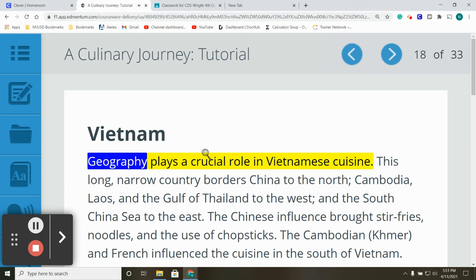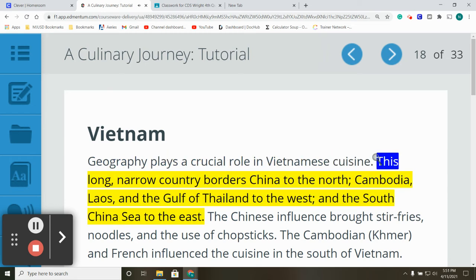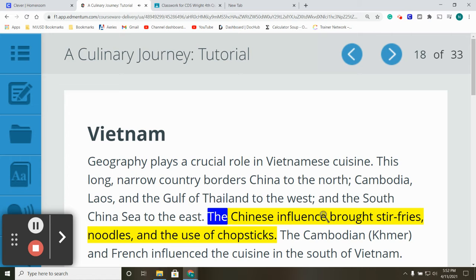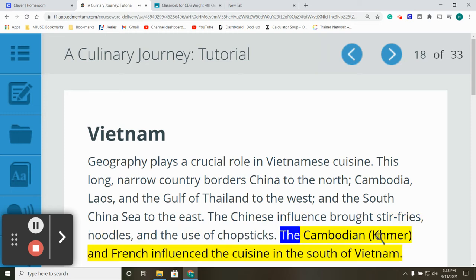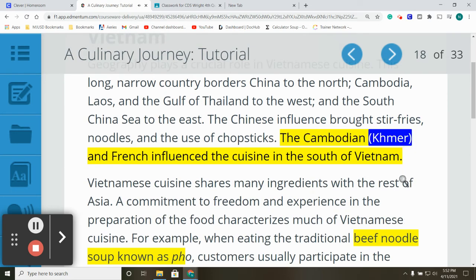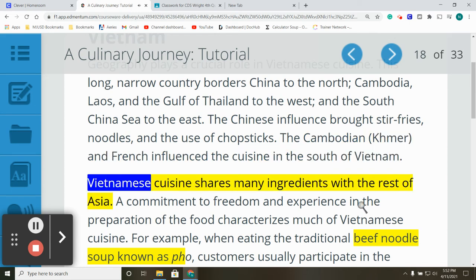Vietnam. Geography plays a crucial role in Vietnamese cuisine. This long, narrow country borders China to the north, Cambodia, Laos, and the Gulf of Thailand to the west, and the South China Sea to the east. The Chinese influence brought stir-fries, noodles, and the use of chopsticks. The Cambodian, Khmer, and French influenced the cuisine in the south of Vietnam.